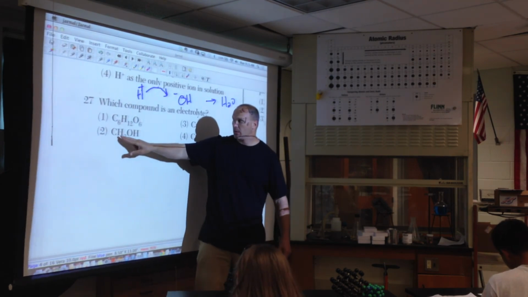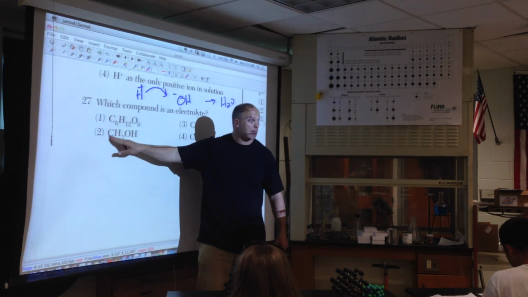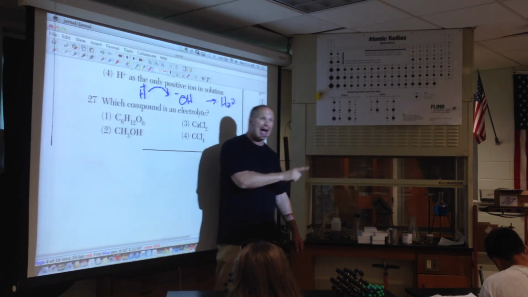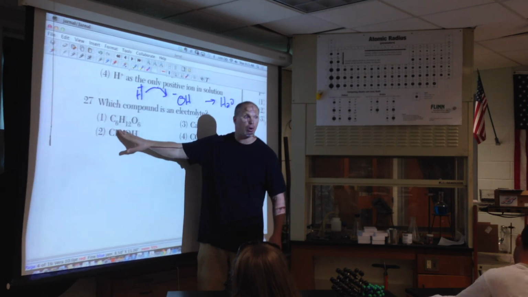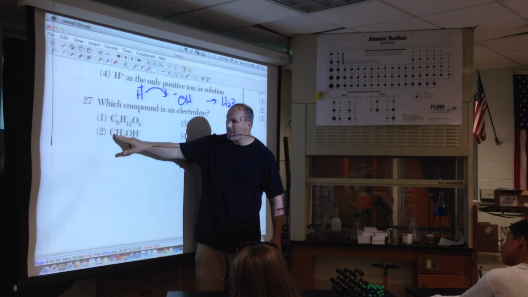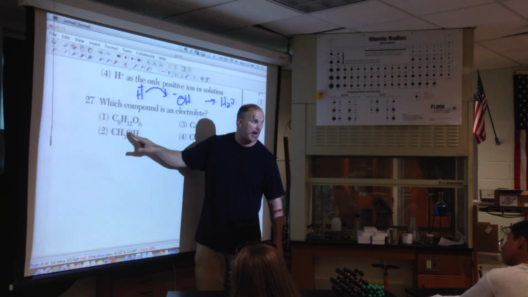These are what? Non-metals bonded to each other. This does not break apart into ions. Just because you see an OH, don't think base. If you go to table A, this is an alcohol. They love to throw alcohols to get you all crazy. You need a metal, an Na, an Li to make this ionic.